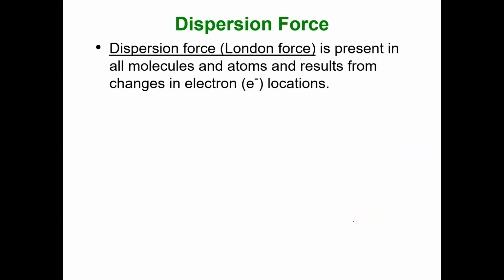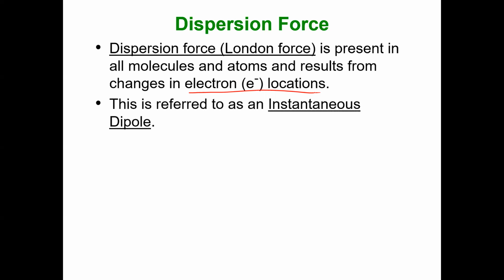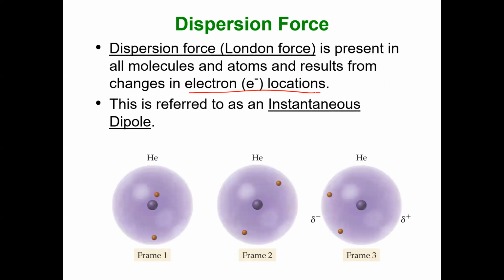Dispersion forces are present in all molecules and result essentially from electrons moving around, right? The electrons are moving around, they're not static. So these movements can cause dispersion forces. This is referred to as an instantaneous dipole. That is a vocabulary term that you need to know in chemistry. So what do I mean by an instantaneous dipole?